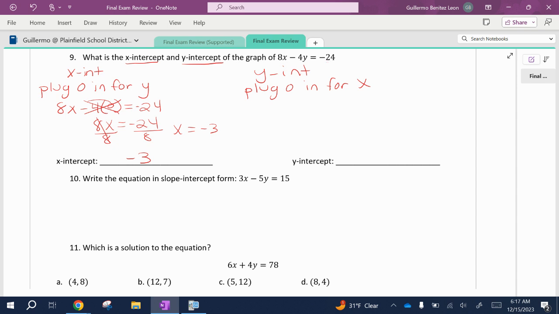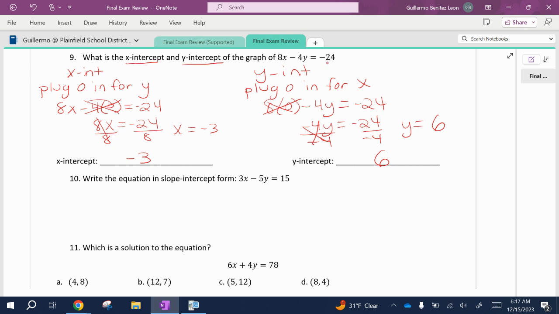To find the y-intercept, we plug 0 in for x. So 8, x goes away, 0 goes in, minus 4y equals negative 24. 8 times 0, gone. Negative 4y comes down. Divide both sides by negative 4. And I'm going to get y equals 6. That's my y-intercept.